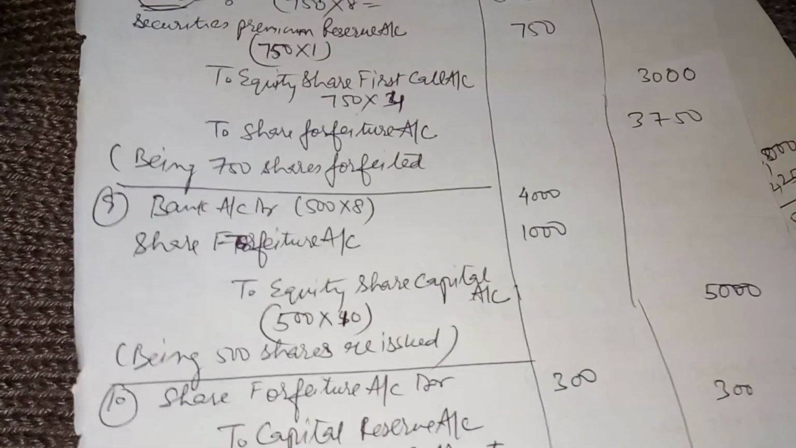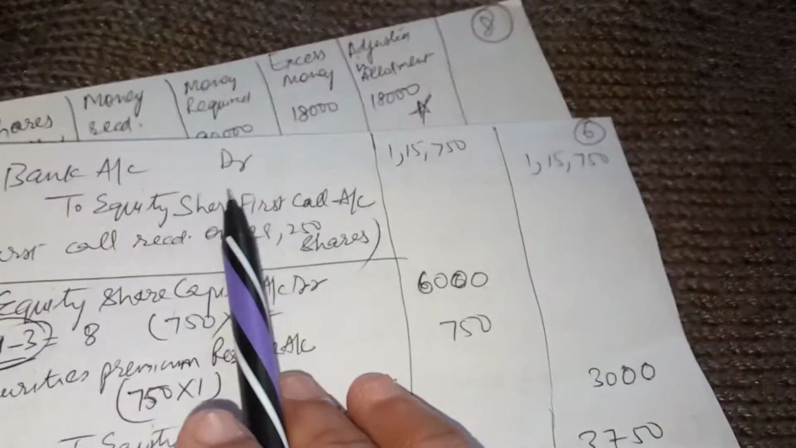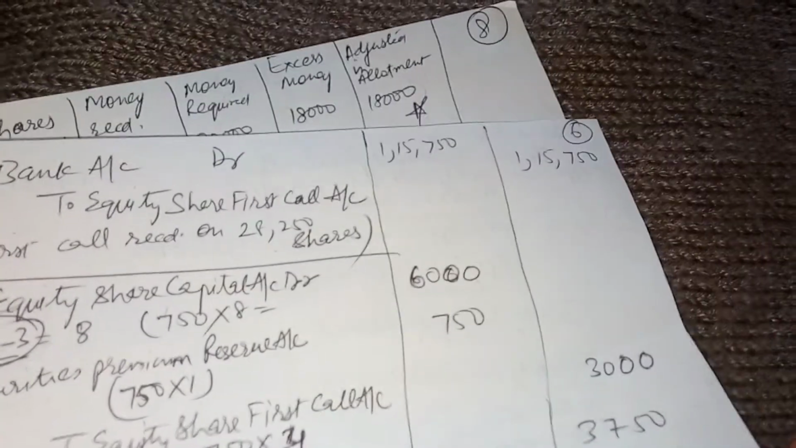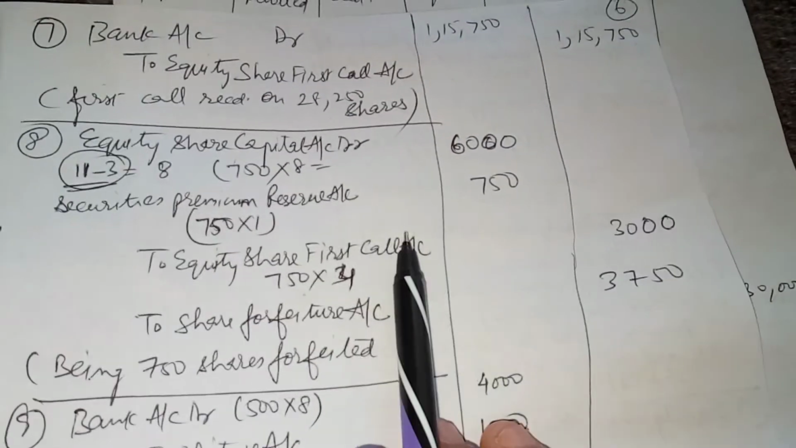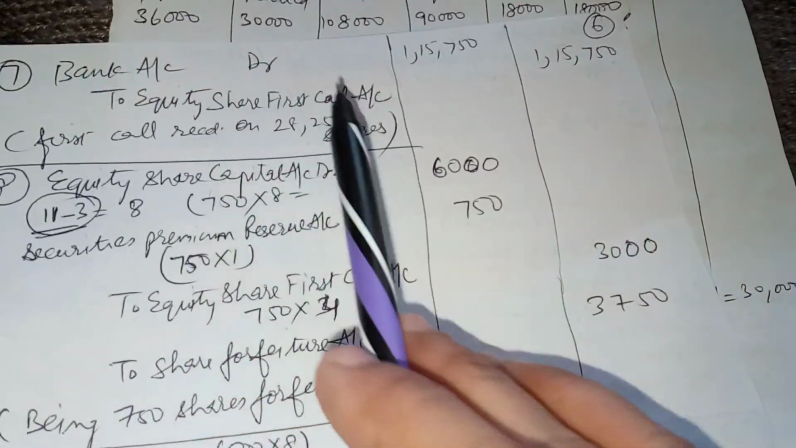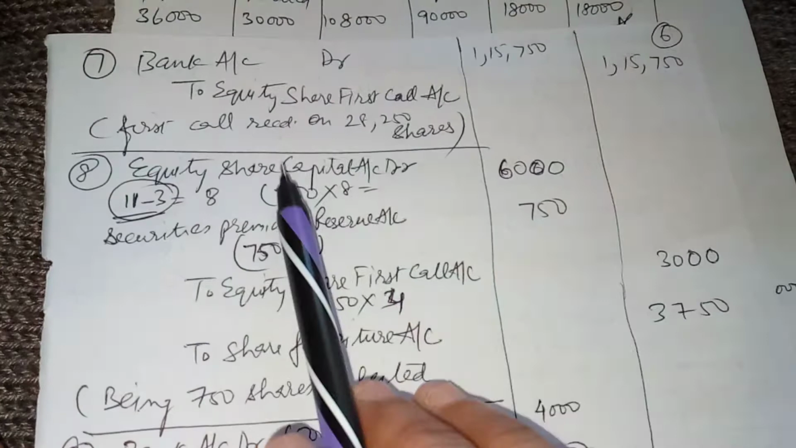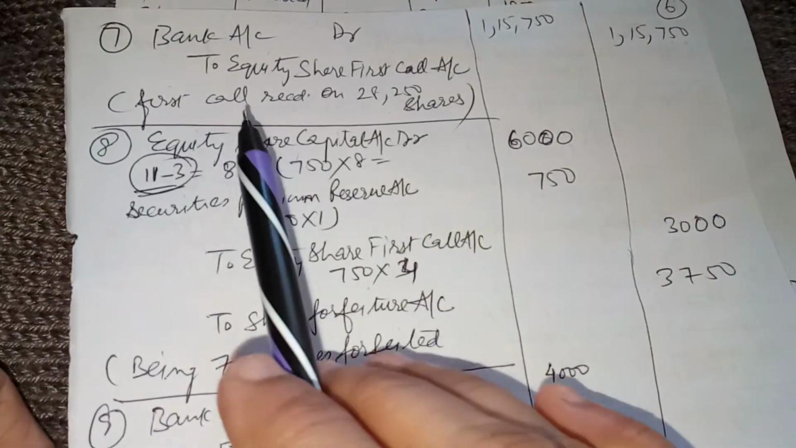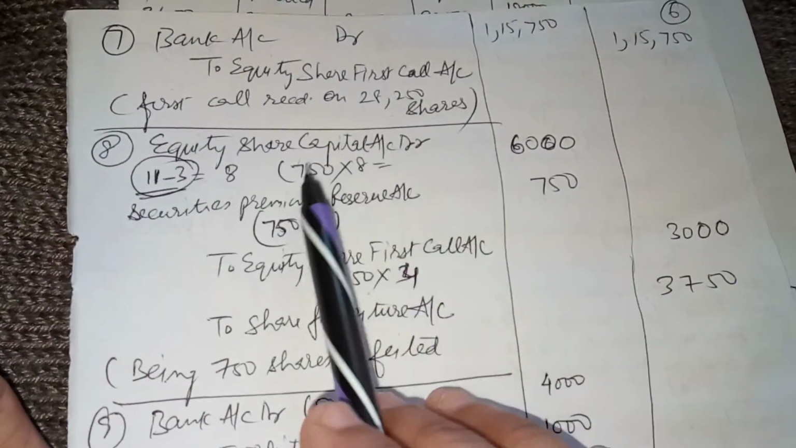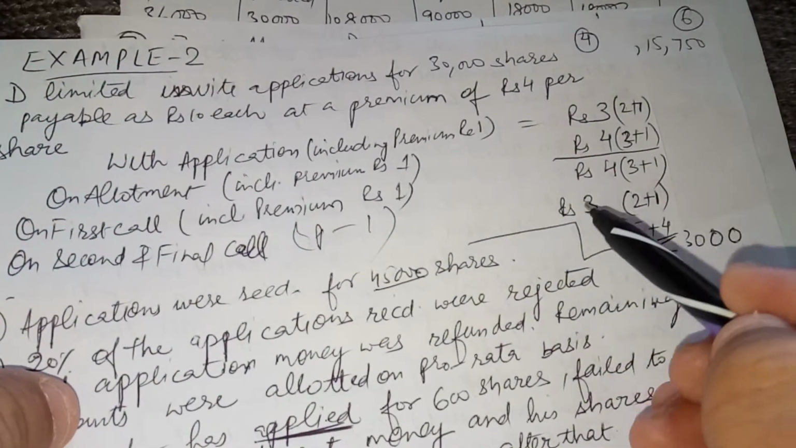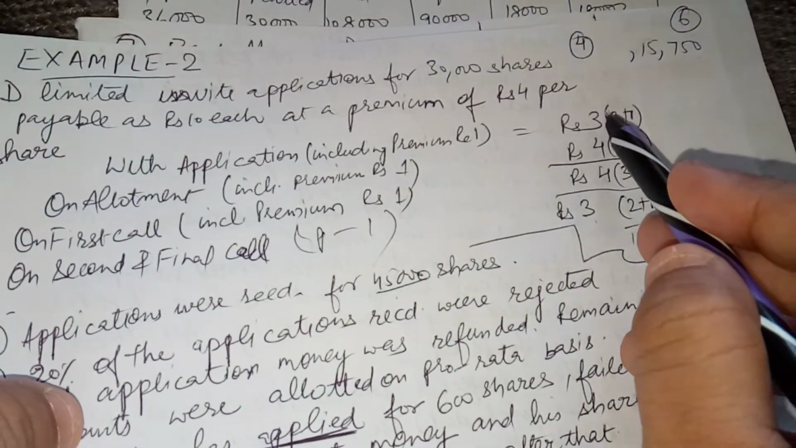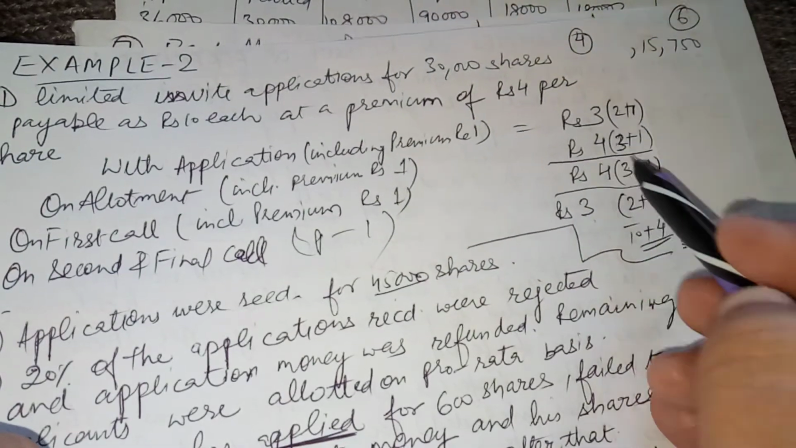Here we will see it. Bank account debit to equity share first and final first call 1,15,750. Now these shares, that means 750 shares, will again be forfeited. So the entry will be equity share capital account debit for 750 shares at 8 rupees. How 8 rupees? Because up to the first call the money called up was 2 plus 5 plus 3, that is 8 rupees.